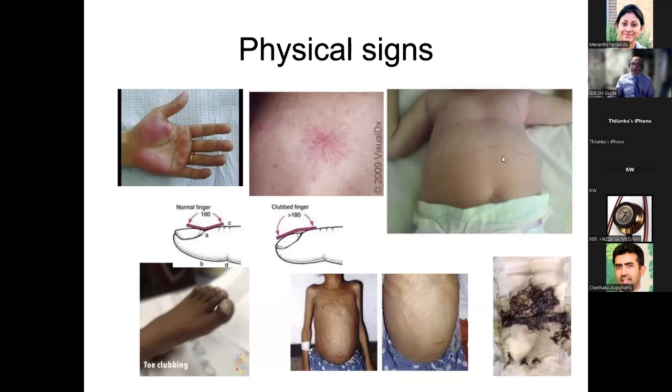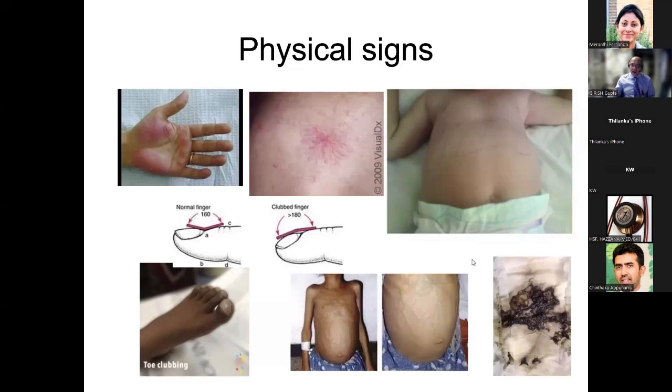Look for signs of hepatosplenomegaly, and I've purposefully put a photograph of a child who's not visibly jaundiced, because portal hypertension can develop irrespective of jaundice, even in a child with chronic liver disease, and that is the point that I wanted to highlight over here. And there could be development of ascites.